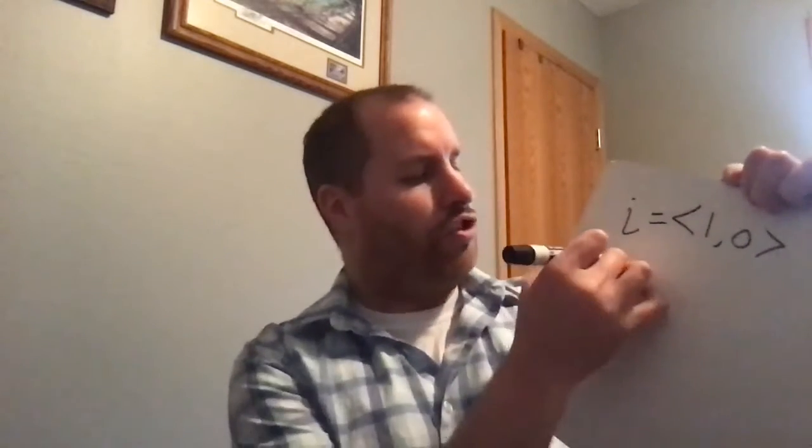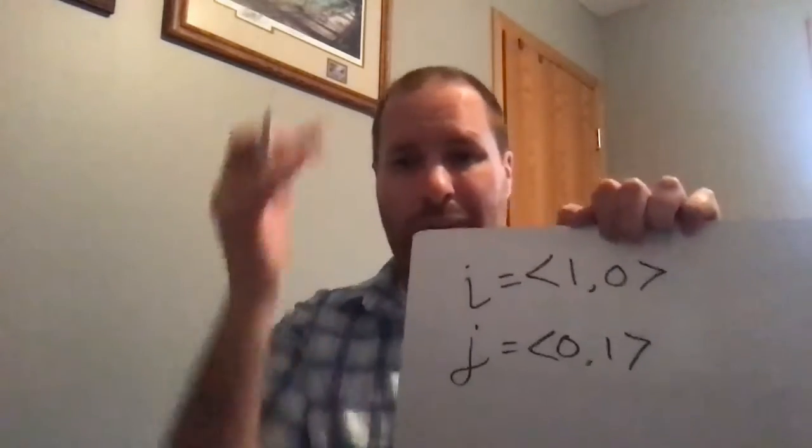So the i vector, if we write the letter i, that would mean to go 1 in the x direction. That's what that's equal to. Very simple. It just means go 1 in the x direction. j, on the other hand, the j vector means to go 1 in the y direction. It means go up 1.